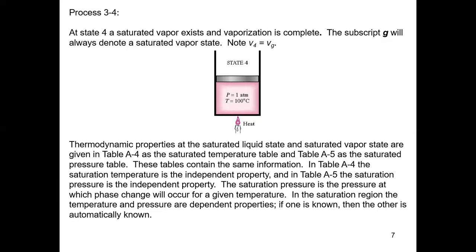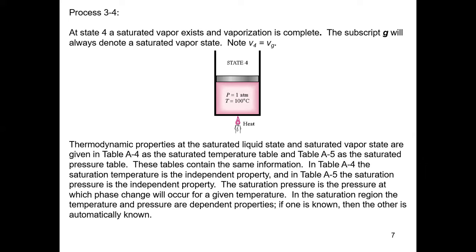At state 4, the vapor exists and vaporization is complete. The subscript g will always denote a saturated vapor state. Note v4 is equal to vg. Thermodynamic properties at the saturated liquid state and the saturated vapor state are given in table A4 as the saturated temperature table and table A5 as the saturated pressure table. These tables contain the same information.